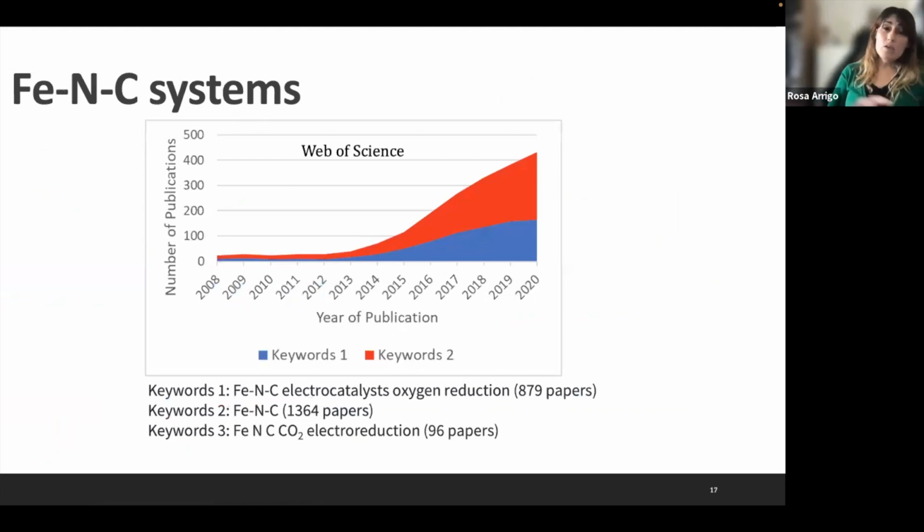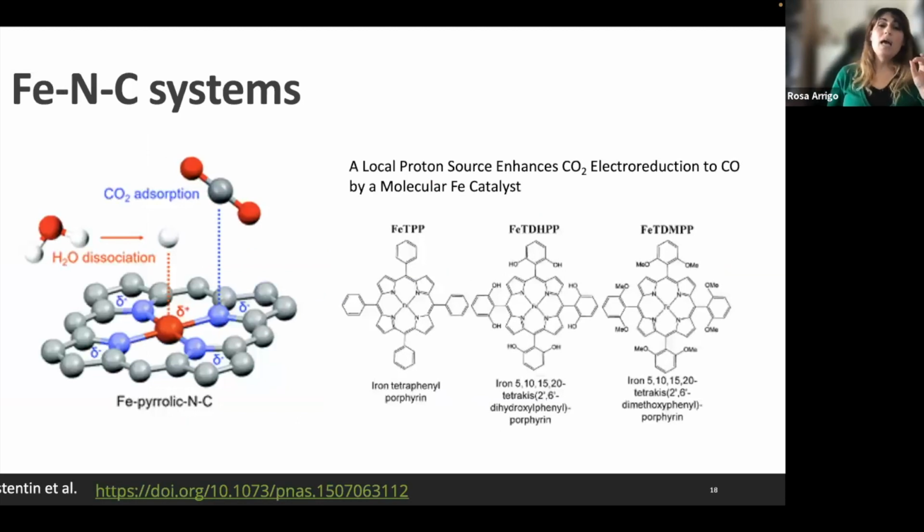Now, back to the iron, nitrogen, carbon system for CO2 electroreduction, it's a really crowded area and has attracted a lot of attention, as you can see here. And one of the nice examples was provided by the group of Cosentino, where they show that a homogeneous system like iron imidazole could activate and reduce CO2 to CO, with the suggested mechanism that you can see here, with the nitrogen activating CO2 and water facilitating the activation of CO2. Water coordinates through the iron site, facilitating the bending of the CO2.